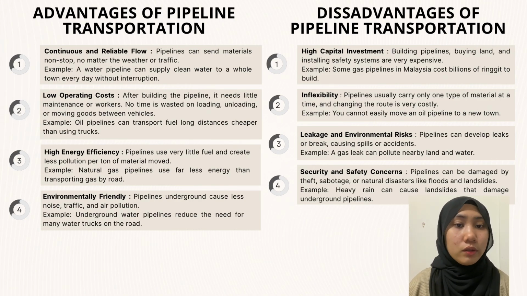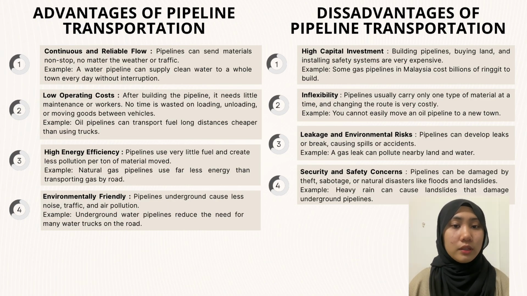Next, low operating cost, which means after building the pipeline, it needs little maintenance or workers. No time is wasted on loading, unloading, or moving goods between vehicles. For example, an oil pipeline can transport fuel over a long distance more cheaply than using trucks.